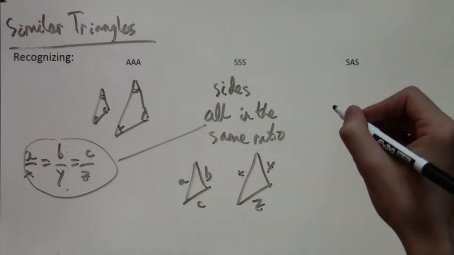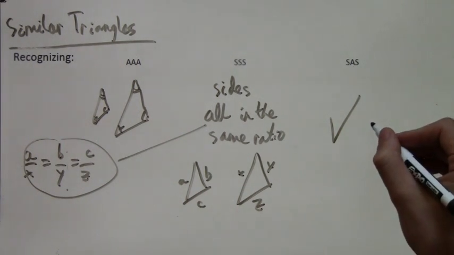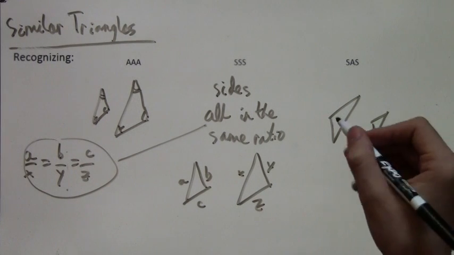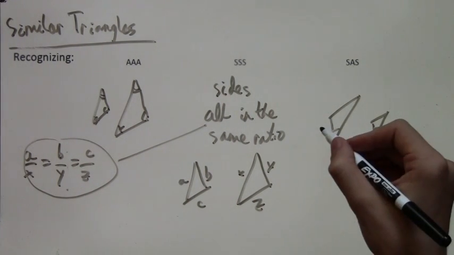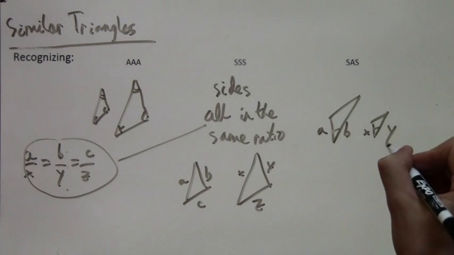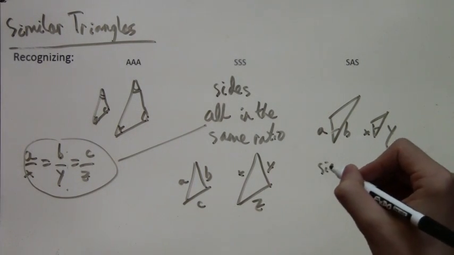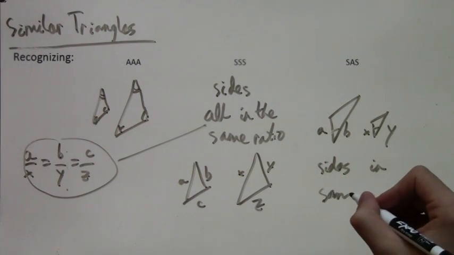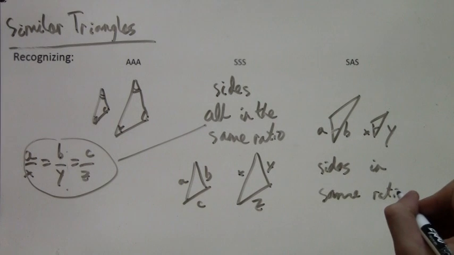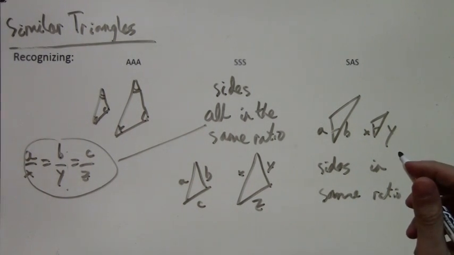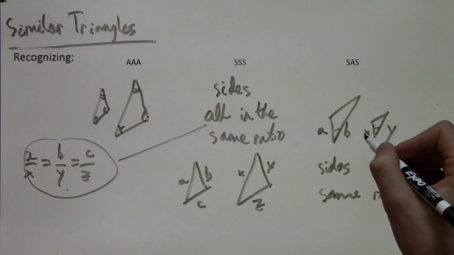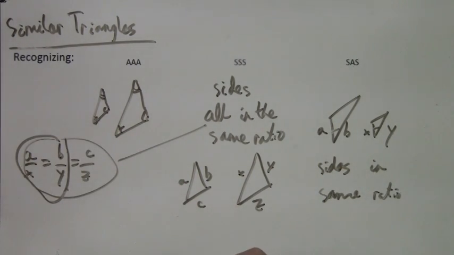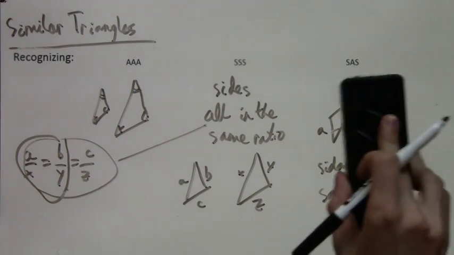Now SAS, side-angle-side. That is when you know for two triangles that first of all there's an angle which is equal, and second of all the two sides around that angle are in the same ratio. This is similar to the SSS ratio thing, but instead of three sides you only know about two of them, and also the angle between them for it to work. So these are the rules, and here I'm just circling: A over X equals B over Y is what applies in SAS.